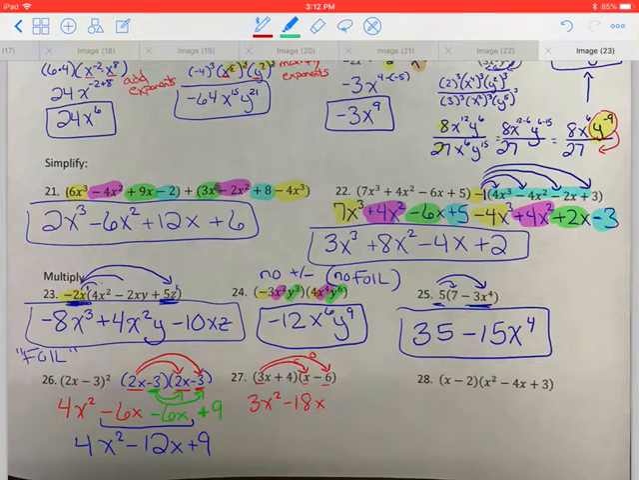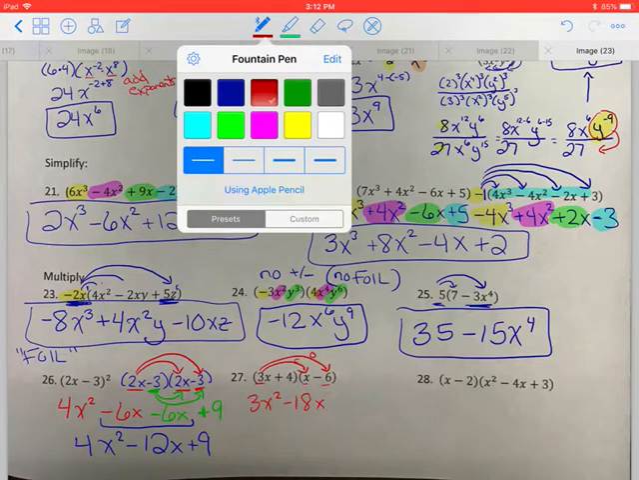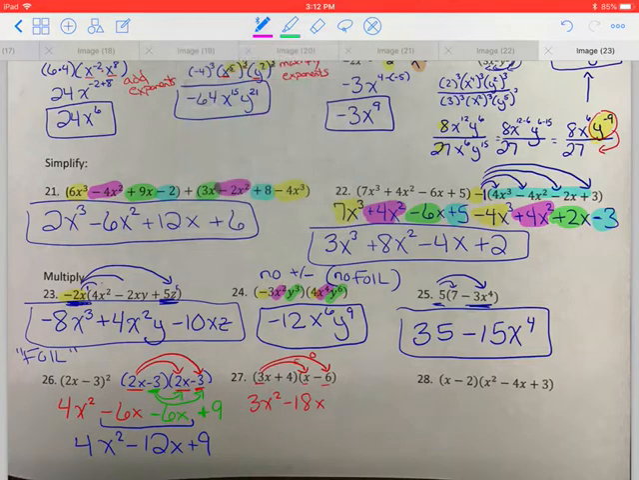Let me try something other than the green this time because it was really hard to see. Maybe the pink will be better. Maybe the pink will clash, I'm not sure.